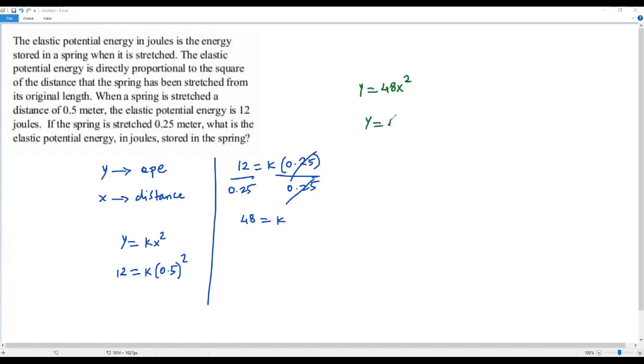Okay, let me do it. 48 times 0.25 the whole squared. Here when I evaluate 0.25 the whole squared, I am getting 0.0625. That is 48 times 0.0625. Now let me multiply 48 and 0.0625. When I multiply them, I am getting 3. Here, when the distance is 0.25 meter, I mean when the spring is stretched 0.25 meter, the elastic potential energy is 3 joules.